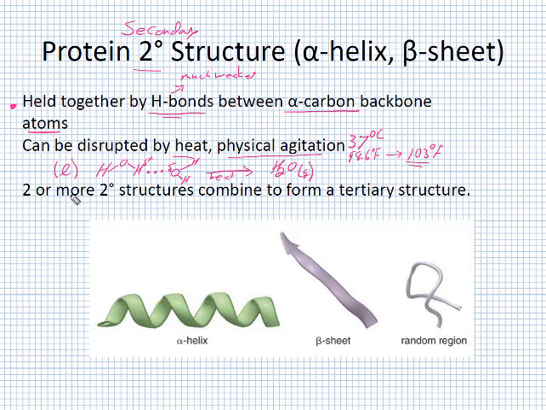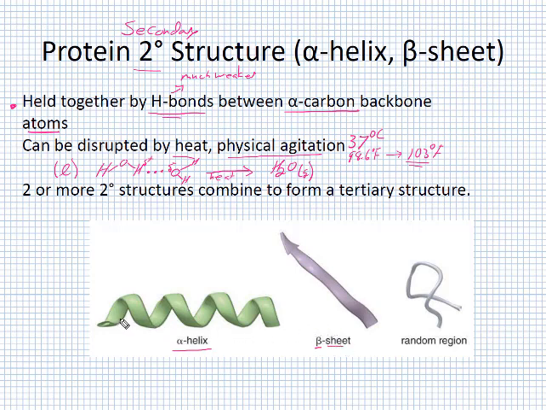Now, secondary structures are held together by hydrogen bonds between backbone atoms. We'll see the details of that in a moment. But they come in a number of different forms. The first one we'll talk about is something called an alpha helix. Alpha just refers to the fact that it was the first secondary structure identified. It doesn't have anything to do with looking like an alpha or anything like that. And likewise, a beta sheet, this was the second one.